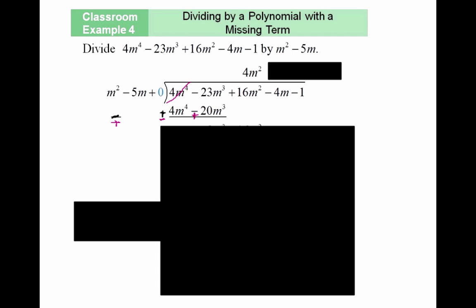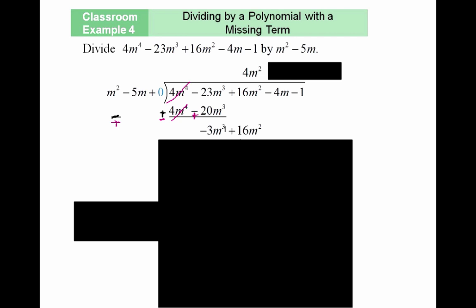would add up to 0. So what would be my remainder, anyone? I have minus 23m to the power 3 plus 20m to the power 3. What would be the remainder? Negative 3. Very good. So the remainder is negative 3m to the power 3. And then I'm going to bring the next one down. I'm going to bring this down. And that would be my remainder. I could write the rest of these down if I wanted to.